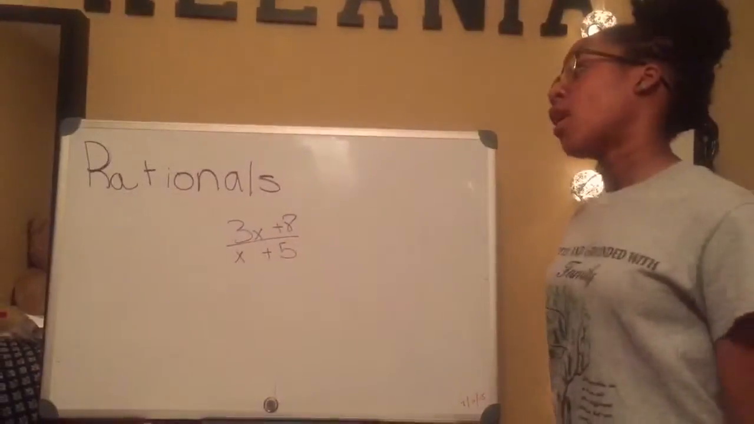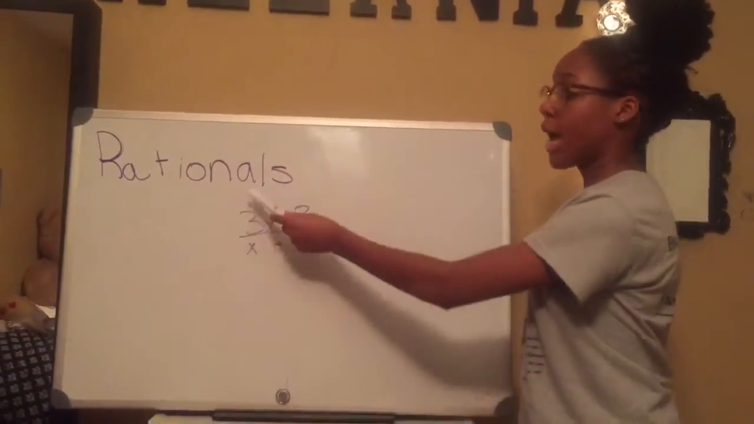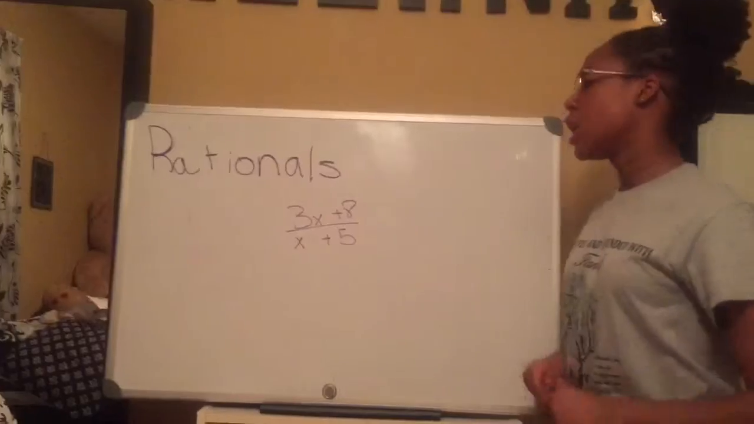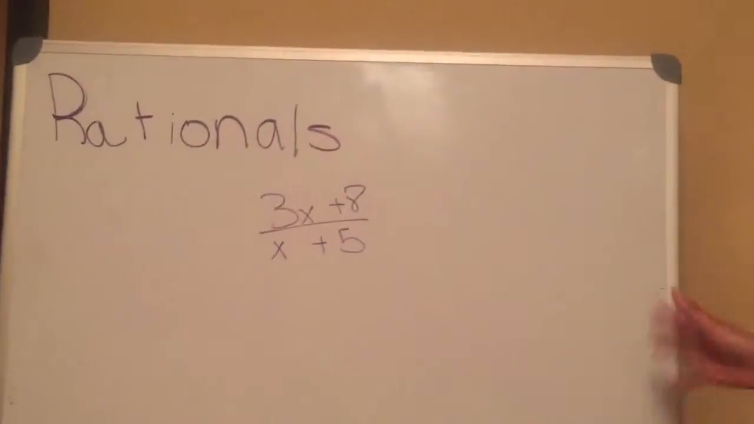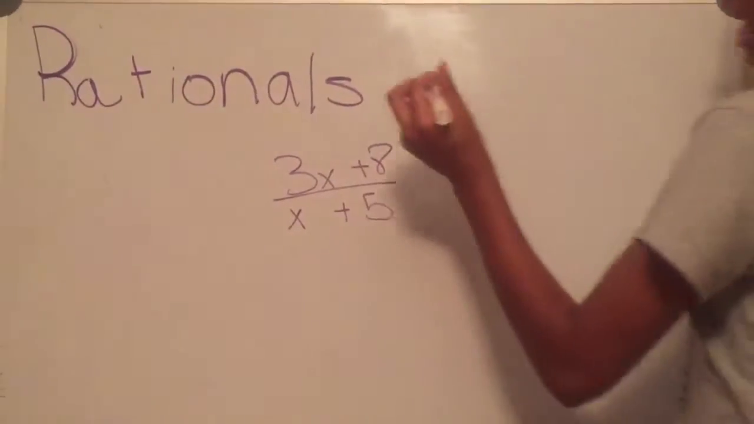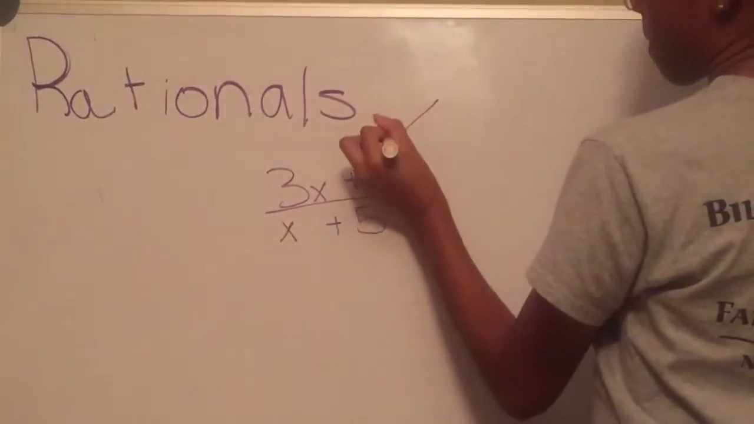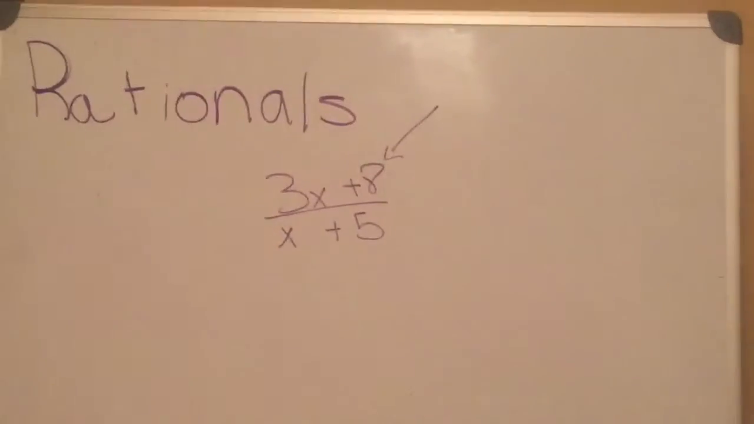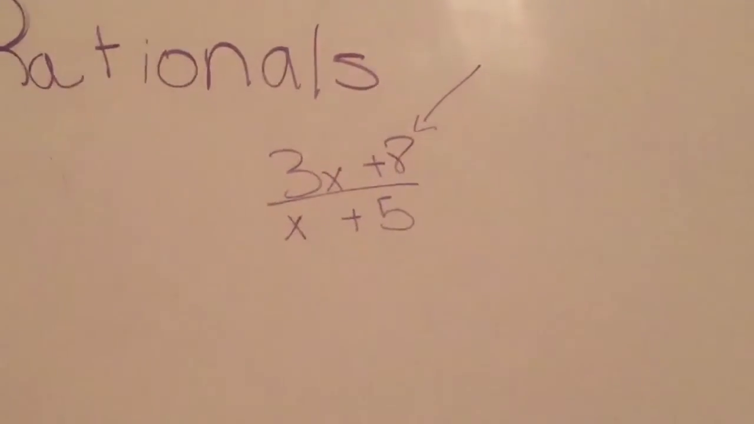Okay, so our next lesson is going to be rationals while solving zeros. To me this is the easiest because it takes one simple step. You're going to look at your top number and you're going to set it to 0.